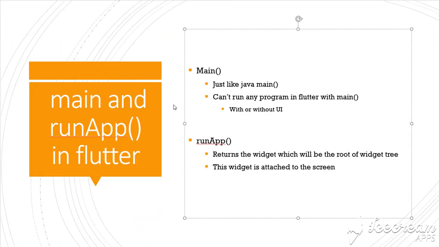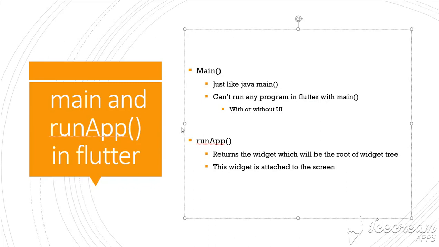What is the difference between main and runApp in Flutter? Well, main is just like, you know, you have a main function in a Java program, which is the main entry point of the program. In Dart, it's the same. So you can't run any program in Flutter without main. It doesn't matter if this is with UI or without UI. So main is actually the main entry point of the program in Flutter, just like Java, etc. in other languages.